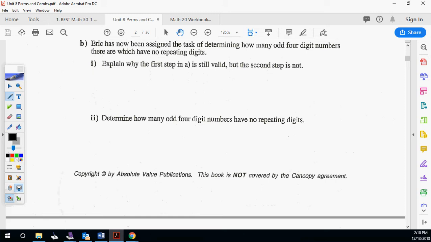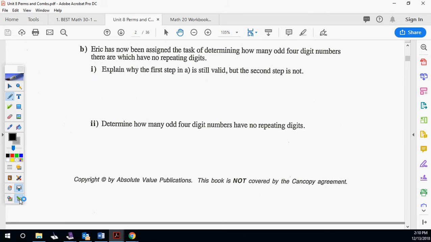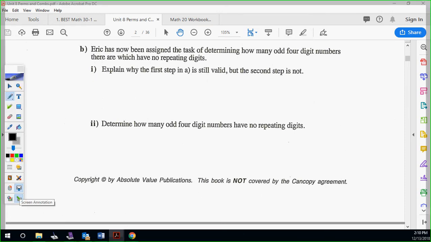All right, B. Eric has now been assigned the task of determining how many odd 4-digit numbers there are which have no repeating digits. So the same question, but we can't repeat numbers now. Okay, so this gets a little bit interesting. So what we're going to do is say, okay, the first step is valid. The first step's okay because they still want odd numbers. So the first step of being a 5, like our 5 options, is still 5 here, right? Because we still have to end with an odd. But where do things start changing?